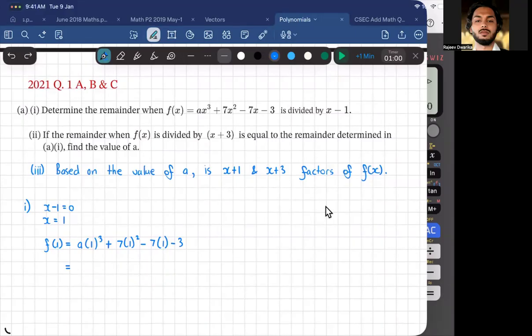So 1 cubed is 1, so A by 1 is A. 7 by 1 squared, 7 by 1 is just 7. Minus 7 by 1 is minus 7, minus 3. So what will we end up with? A minus 3. And you understand that that will be the remainder, right? Yes. Right.